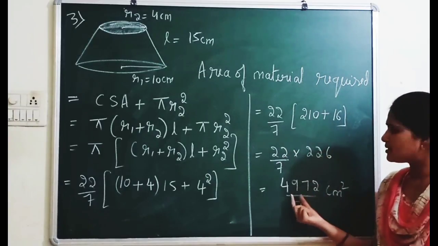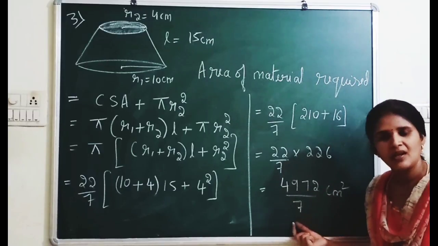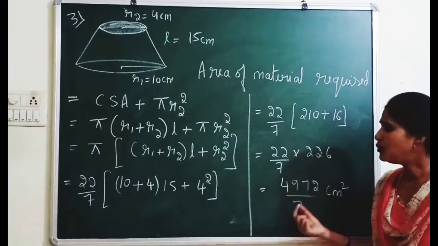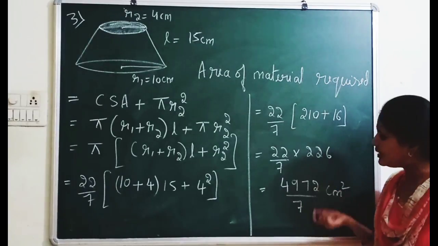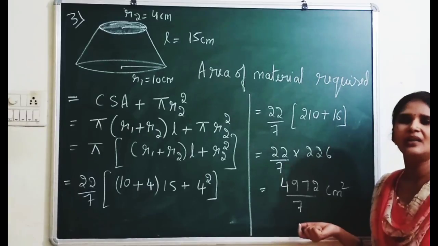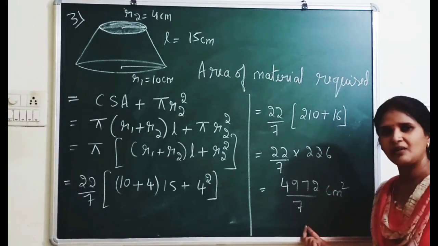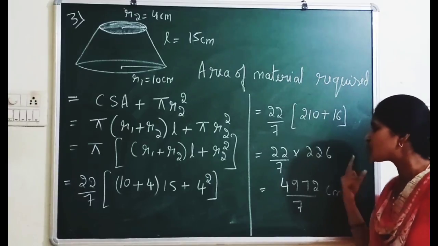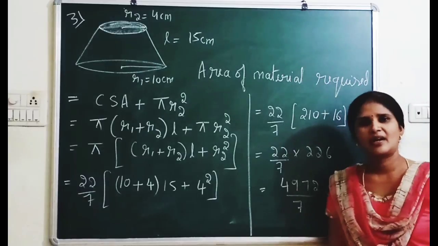22 into 226 is what? 4972 divided by 7. As I already told, when you have a denominator other than 2 and 5, you can keep the answer as a fraction or a mixed fraction. So 4972 divided by 7 centimeter square of cloth or any material is required to make such a cap.